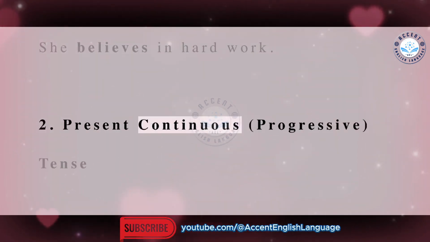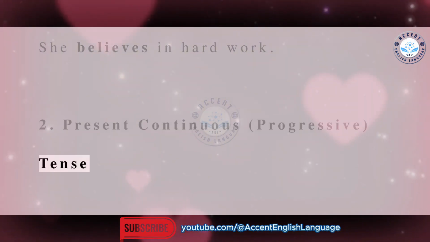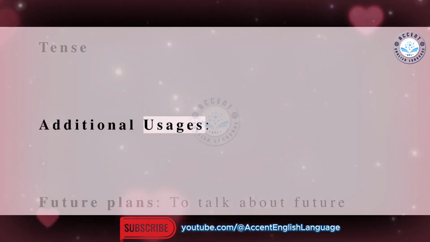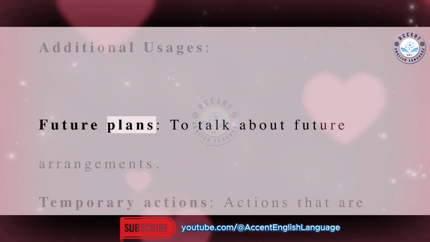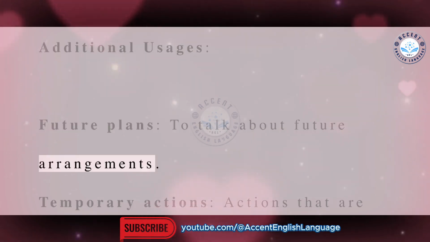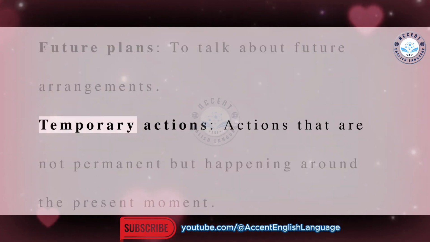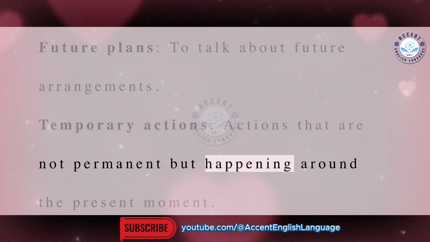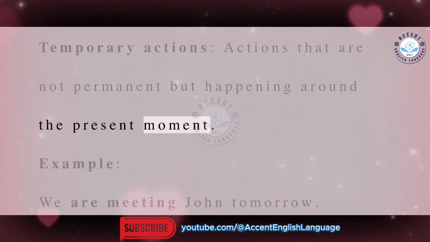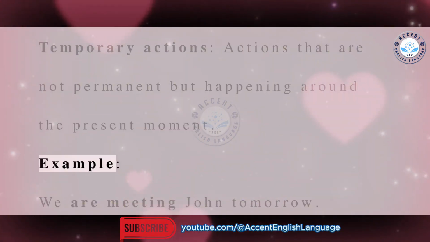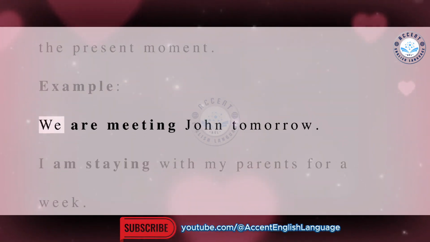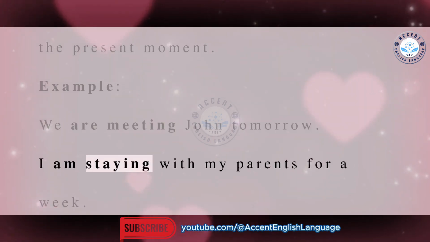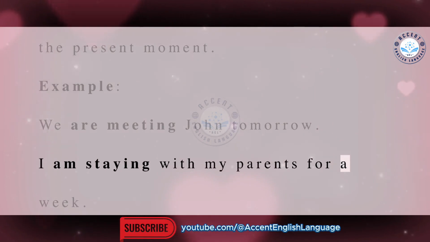2. Present continuous, progressive tense. Additional usages. Future plans, to talk about future arrangements. Temporary actions, actions that are not permanent but happening around the present moment. Example: We are meeting John tomorrow. I am staying with my parents for a week.